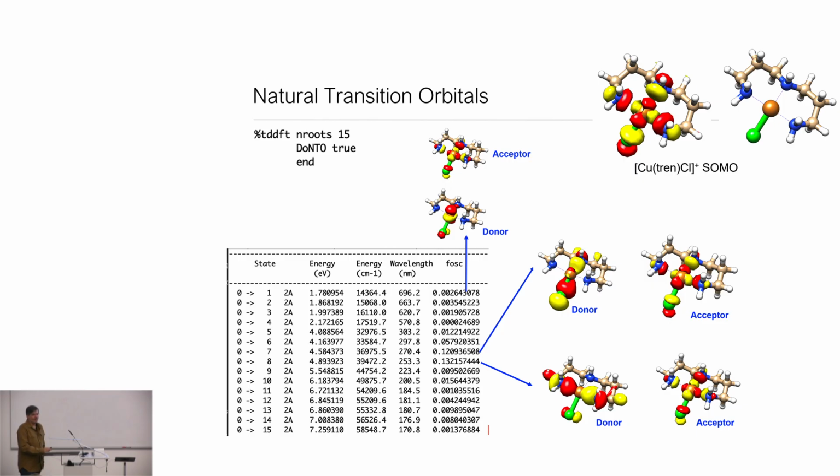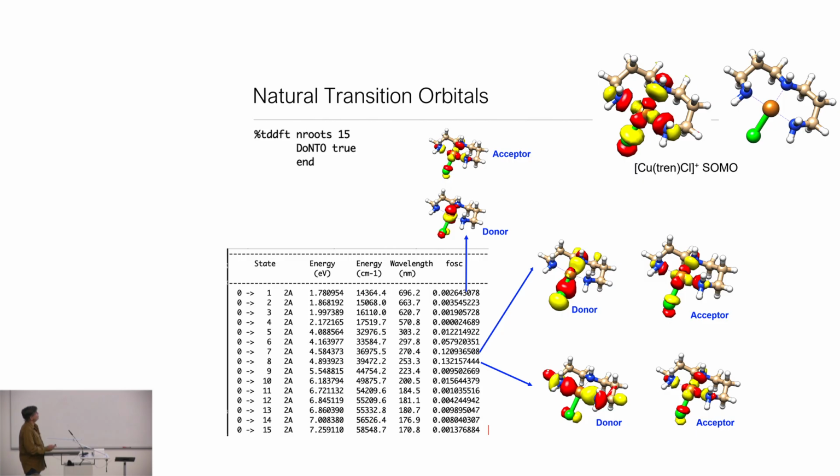Now these natural transition orbitals may or may not look similar to some orbitals that you find in your ground state calculation, right? But essentially what you can get out of that is the assignment of each and every state in terms of orbital pairs.